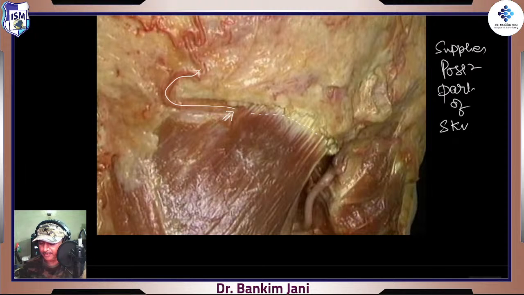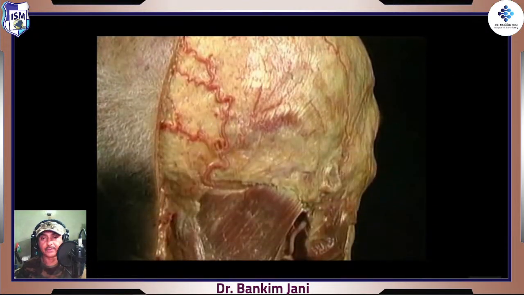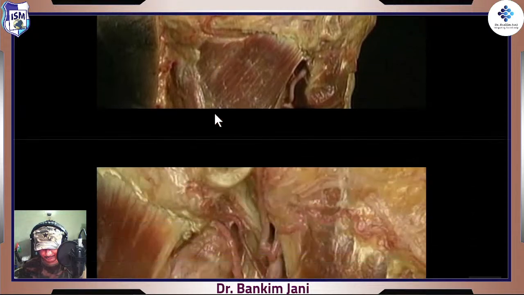Fair enough, right? Here it is, all the way it supplies to the posterior part. So this is what we are dealing with, the occipital. See the tortuous way, all the way it supplies. Okay.